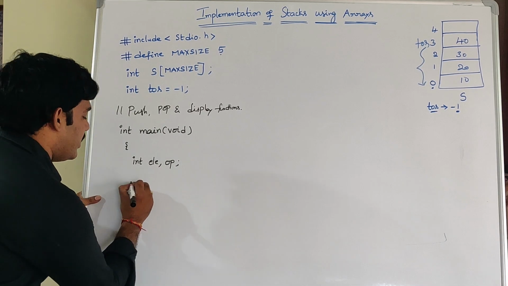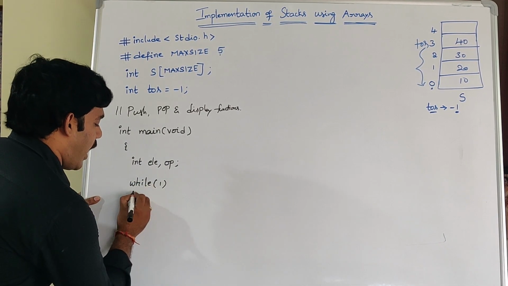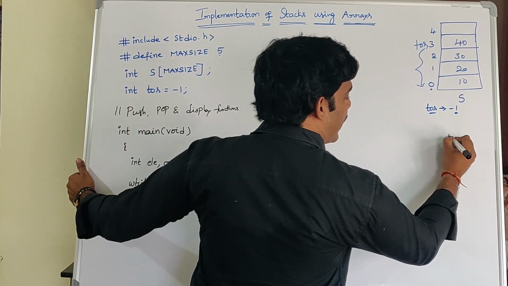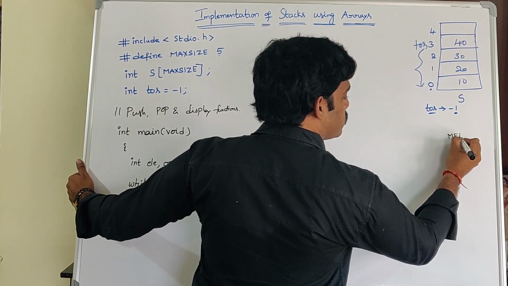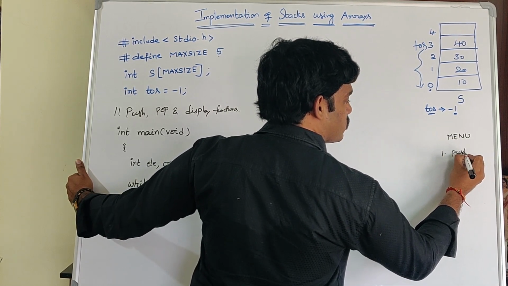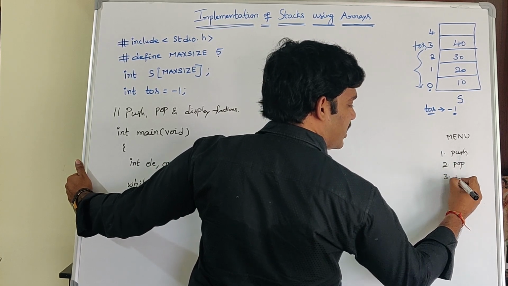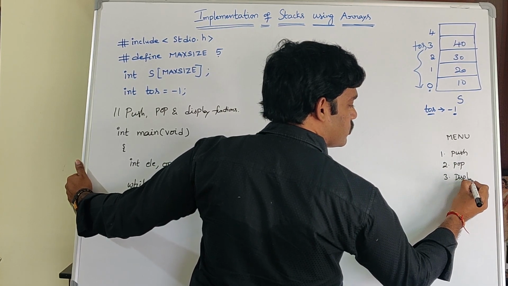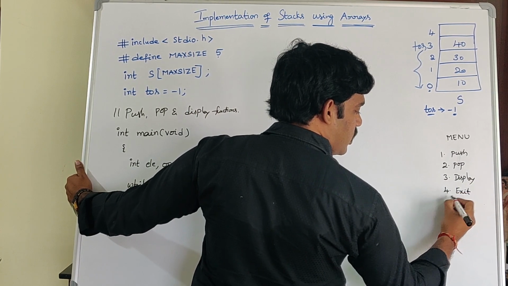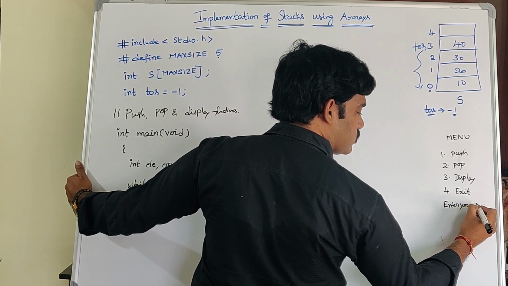Next, an infinite loop: while(1). Why am I using an infinite loop? I have to write a menu driven program, like a menu. 1 is push, 2 is pop, 3 is display, 4th one is exit. Next I am asking the user to enter your choice.